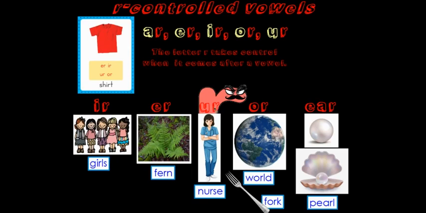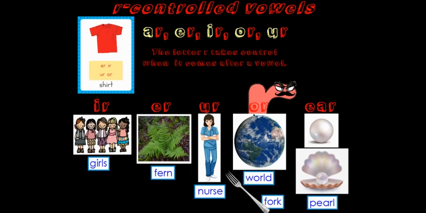Next, we have the R-controlled vowel pattern U-R. Our example word is nurse. Notice how this word isn't read as "n-urse." It's just nurse. You only hear the R sound.